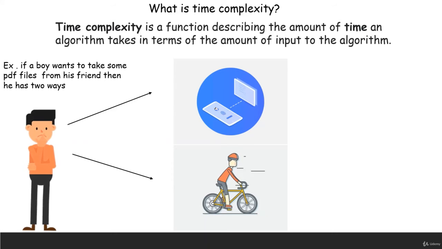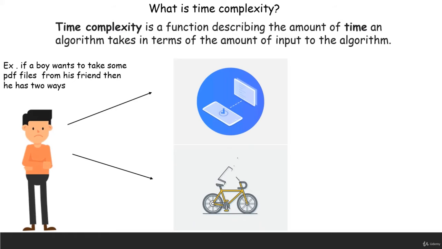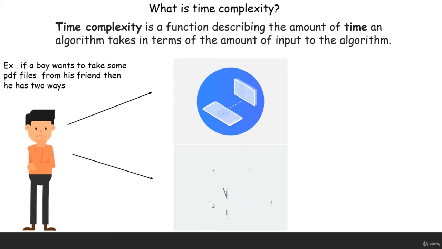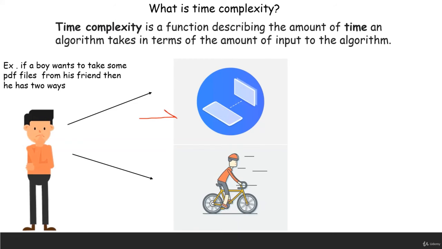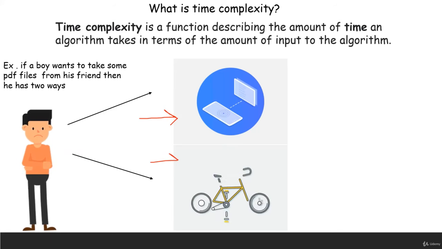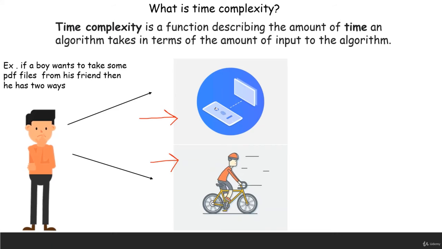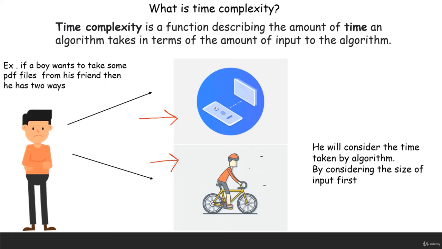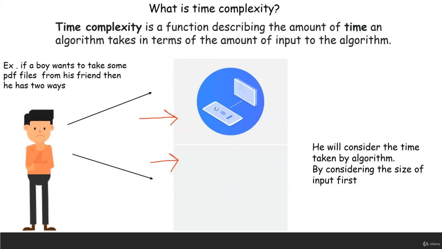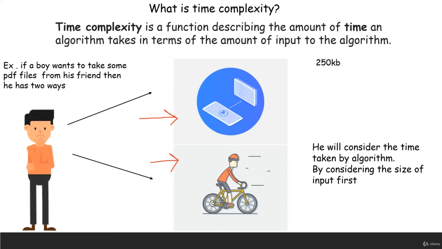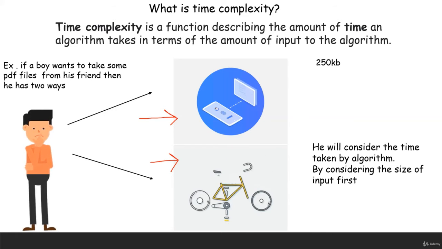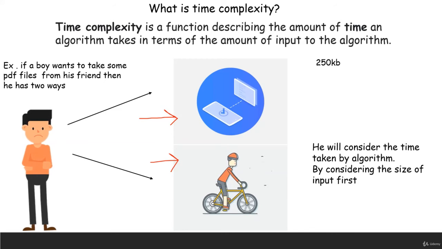So here majorly two ways are available to him. Accordingly, he will decide which way to adopt on the basis of the time taken by the algorithm to be executed. Let's say this is the first algorithm available to him, and this is the second algorithm available to him to take PDF files from his friend. He will consider the time taken by these two algorithms, and the size of input. Let's say the PDF file is 250 KB in size, so he can easily tell his friend to send it through online mode.